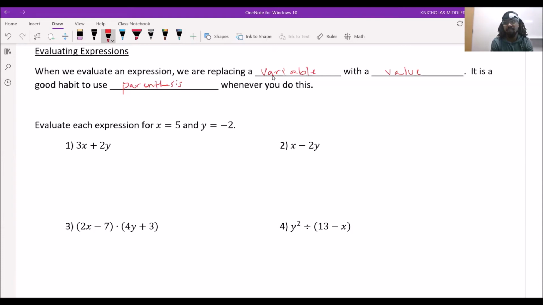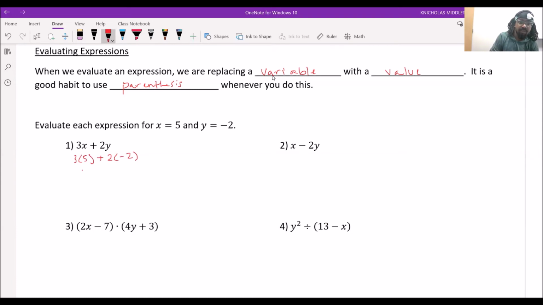Sometimes when you say evaluate, it's like tell how good it is, like rank it, rate it, but that's not what it means in math terms. So here, when it says evaluate 3x plus 2y when x equals 5 and y equals negative 2, it means plug these values in. 3, x is 5. 2, y is negative 2. And then simplify. So evaluate means substitute and simplify.